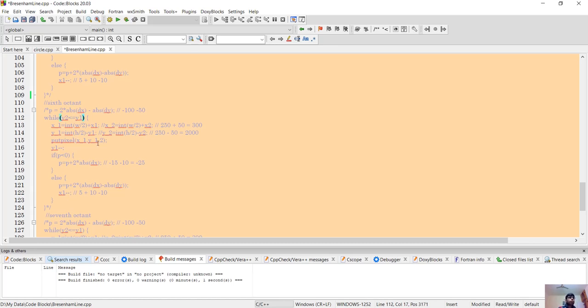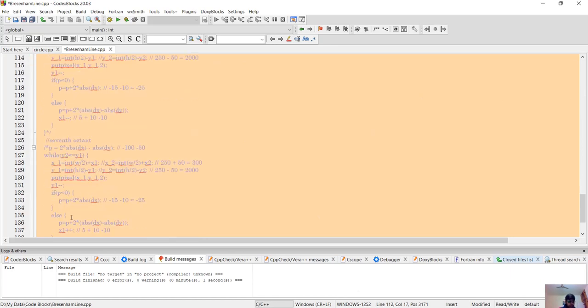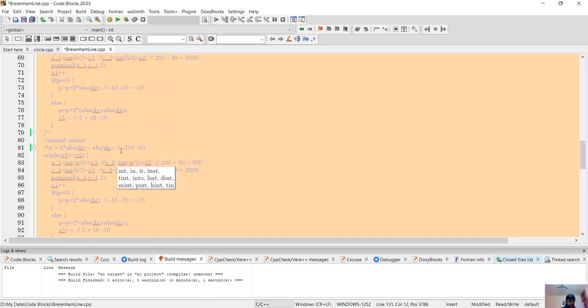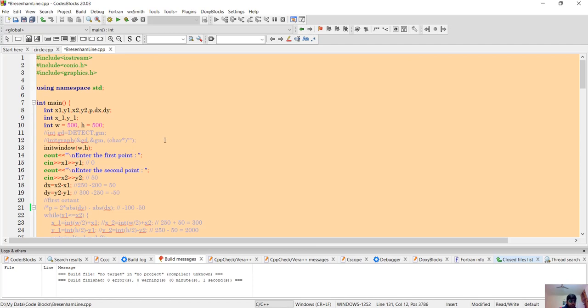In our seventh octant, dx will be positive because the seventh octant is here, downward. Dx is positive and y is negative. So in the seventh, x is positive here and y is negative here. Which comes first? It will work like our second octant, so dx comes first. Yeah, so that is our entire code, and this is how it will run.